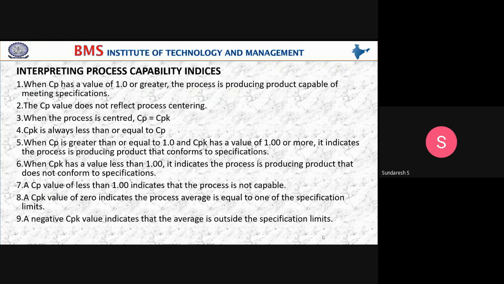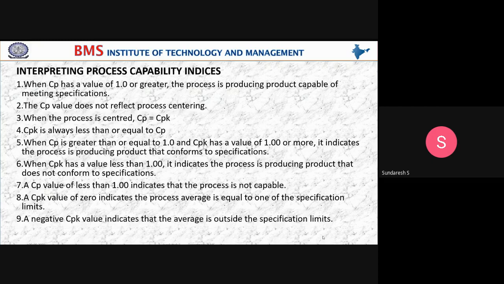If the value of CPK is less than 1, it indicates that the process is producing product that does not conform to the specifications. A CP value of less than 1 indicates that the process is not capable. This is very important. And a CPK value of 0 indicates that the process average is equal to one of the specification limits.